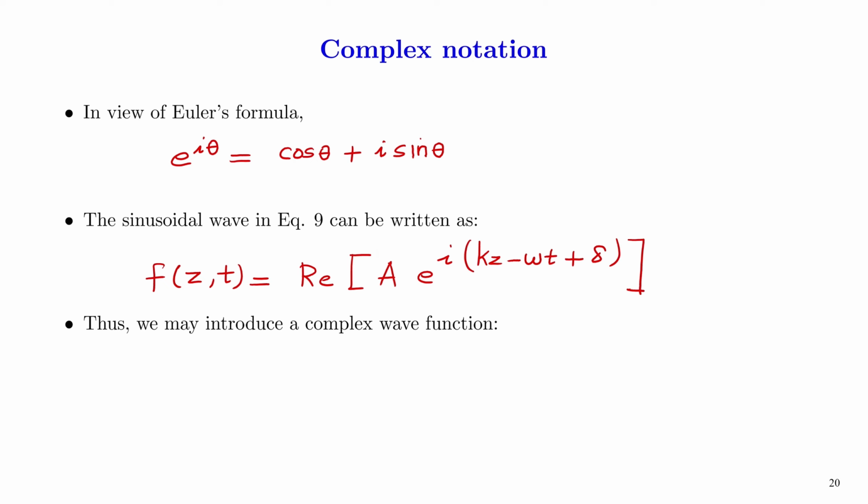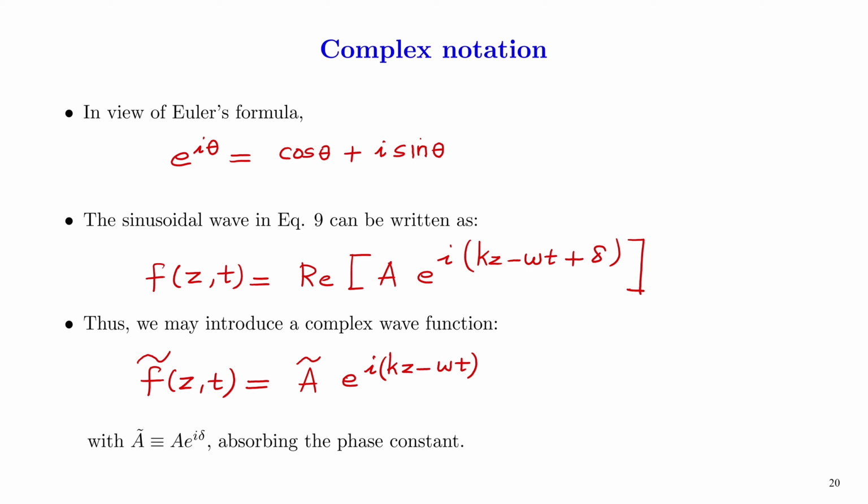Thus, we may introduce a complex wave function as f(z,t). In order to show that it is a complex function, we put a tilde on it, and this is equal to A tilde, which also shows that the amplitude is now a complex quantity, times e raised to i(kz minus omega t), where A tilde is a complex quantity, and in this expression the real amplitude A has absorbed the phase constant e raised to i delta.